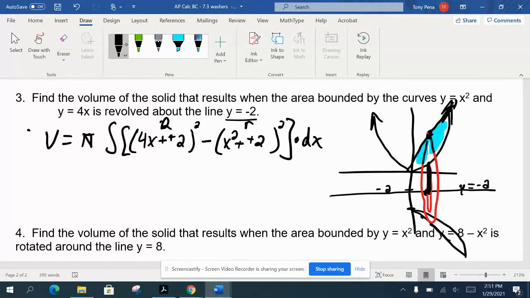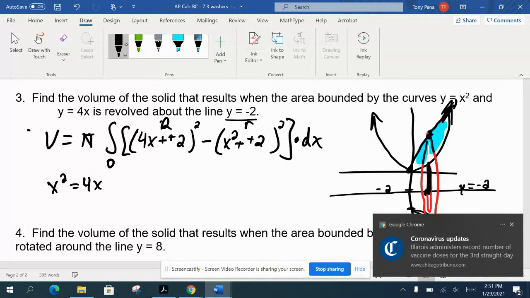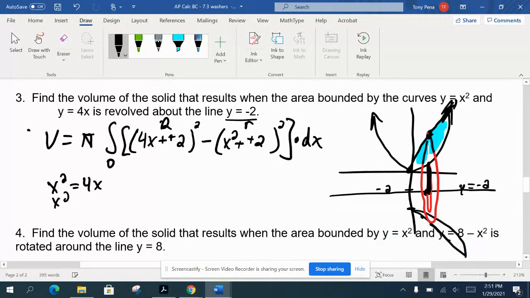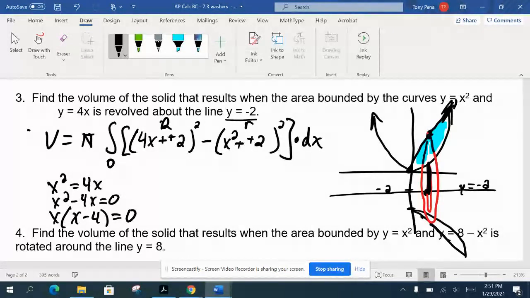And then our limits, this definitely starts at 0, and then we would want to figure out where they intersect up here. So you just take your x squared, set it equal to 4x, solve that little equation. We get the 0 that we knew just by understanding the graph, and then we see that they would have intersected up at 4, so that ends up being our upper limit. All right.